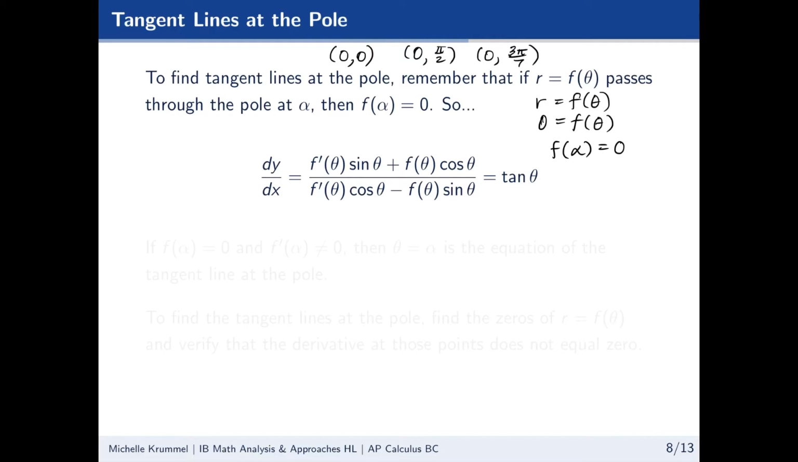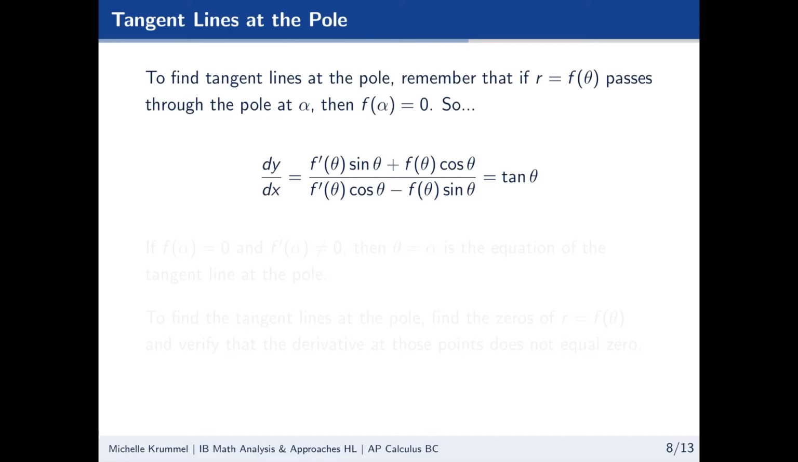So now let's look at our slope equation, our dy dx equation, and we developed this earlier in the lesson. Dy dx equals f prime of theta sine theta plus f of theta cosine theta over f prime of theta cosine theta minus f of theta sine theta. If we're talking about a tangent line at the pole, it turns out that the slope of that tangent line at the pole simplifies to just tangent of theta. So let's see how that happens.